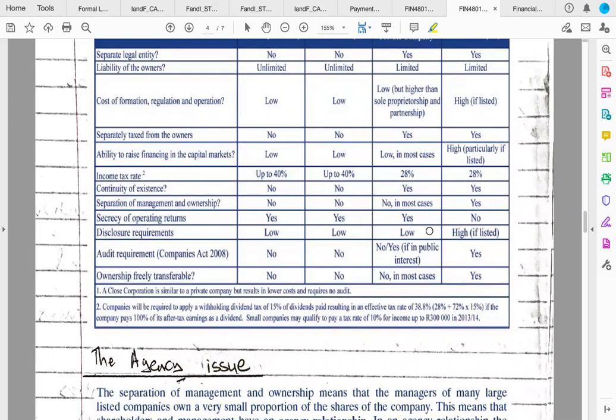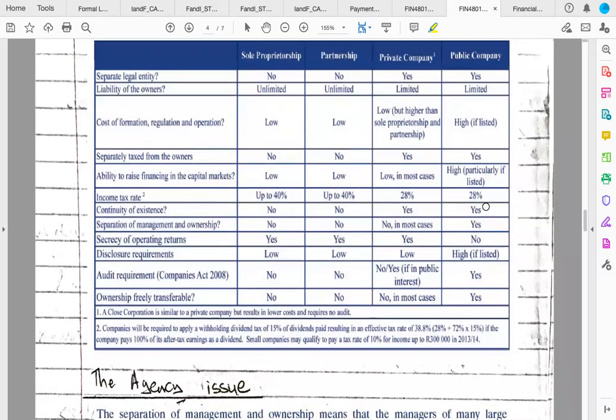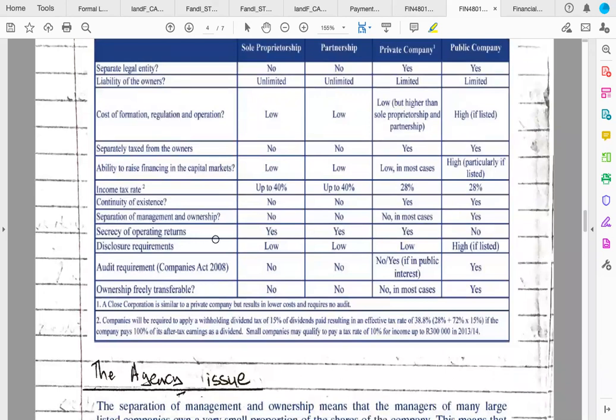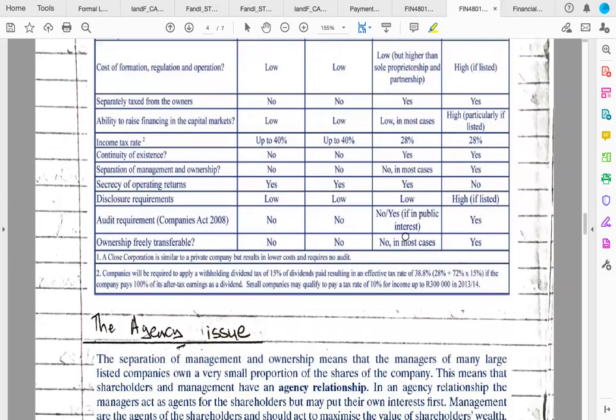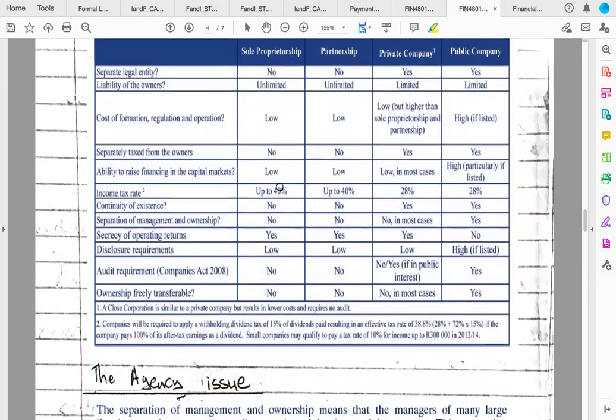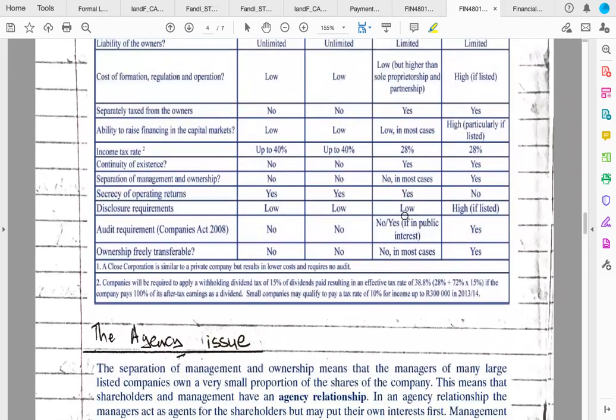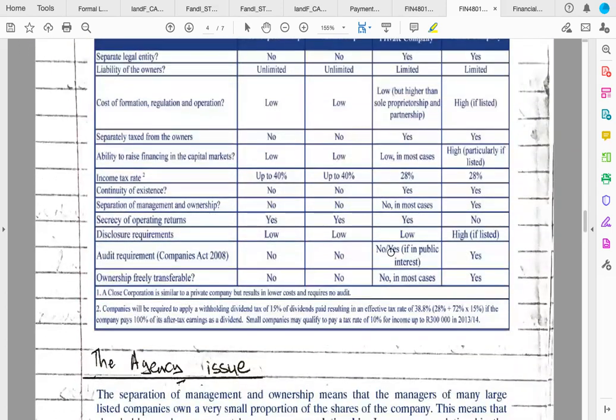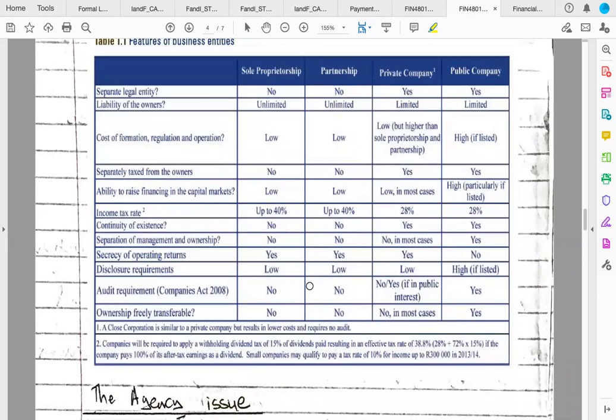Secrecy of operating returns. In a public company, operating returns are public, but the financial statements of a partnership, sole proprietorship, or private company are usually private. Disclosure requirements: because the financial statements are private, it means that partnerships and sole proprietorships and private companies have very low disclosure requirements, but public companies are required to publish their information publicly. Okay. Audit requirements: yes for public companies, no for private companies, no for partnerships, no for sole proprietorships.